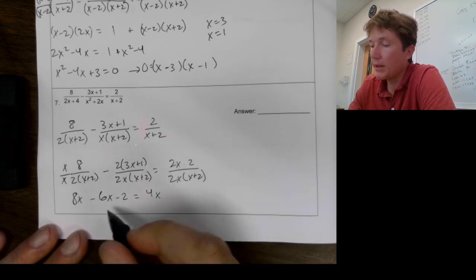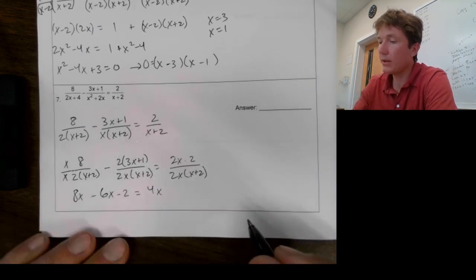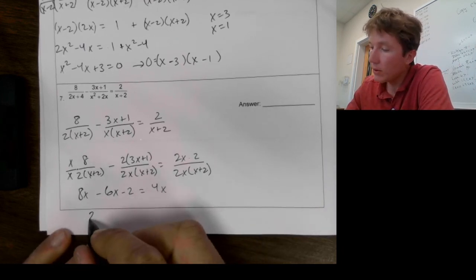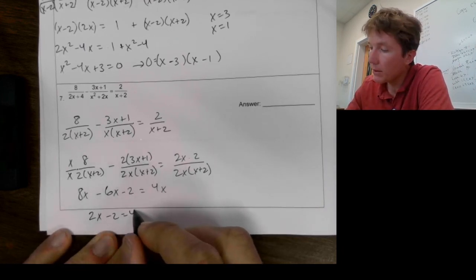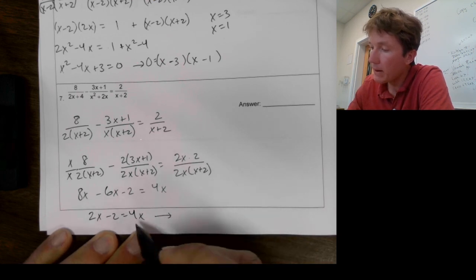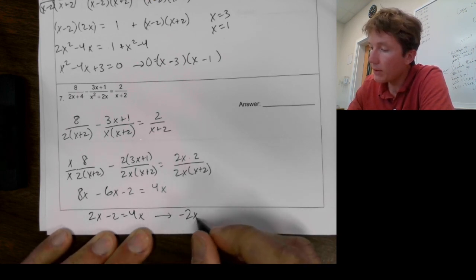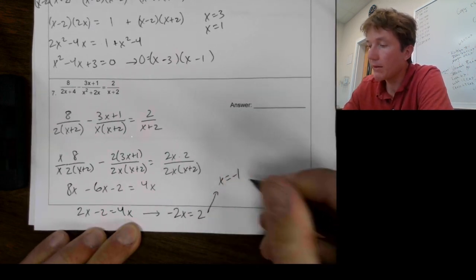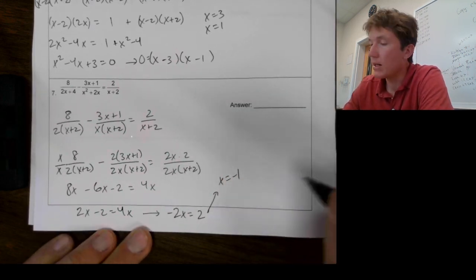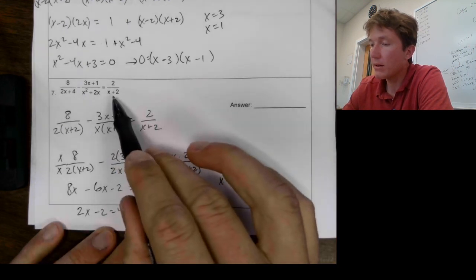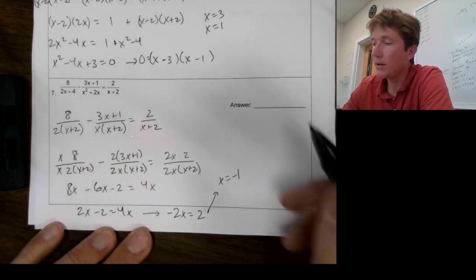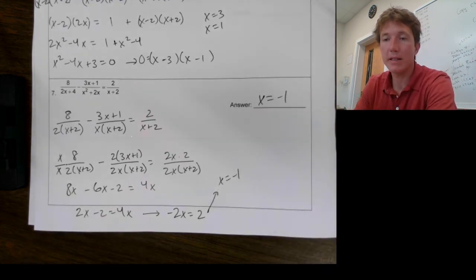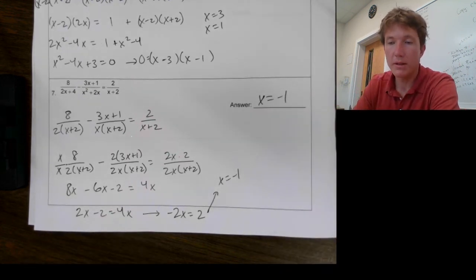And then this is a nice linear. So this is going to be 2x minus 2 equals 4x. Subtract the 4x, I get negative 2x equals positive 2. So then x equals negative 1. And then if I plug that in here, negative 1 works for all these, so that's my answer. x equals negative 1. Alright, I'll pause the video, do one more for the last page.